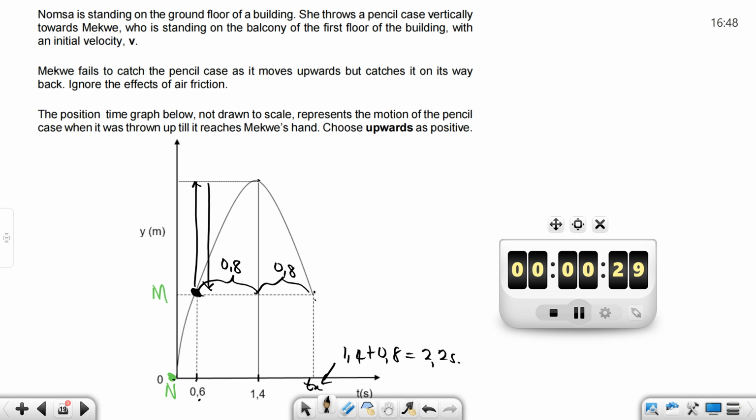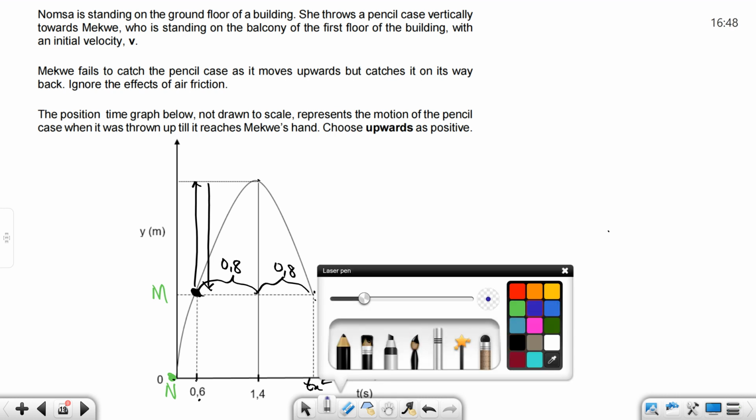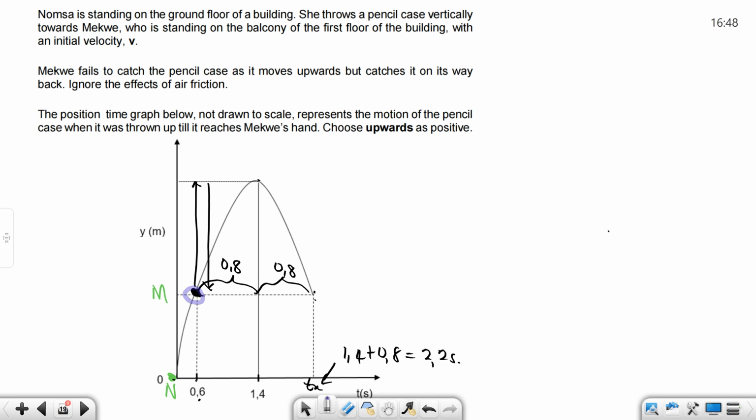All right, we're looking for the height, right? We're looking for the height. So, are you aware that the height here? Check something here. Are you aware that this is what we're looking for? This is the ground. That's where it passed Mekwe, and that's the simplest spot that she caught it. So we're just looking for this height.